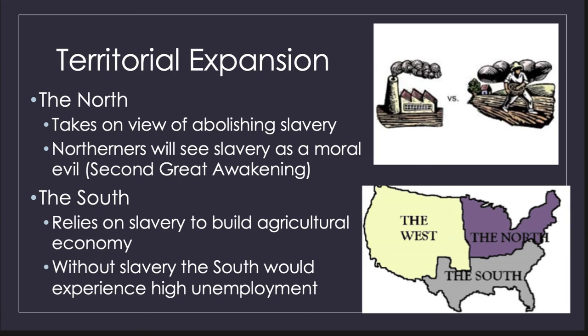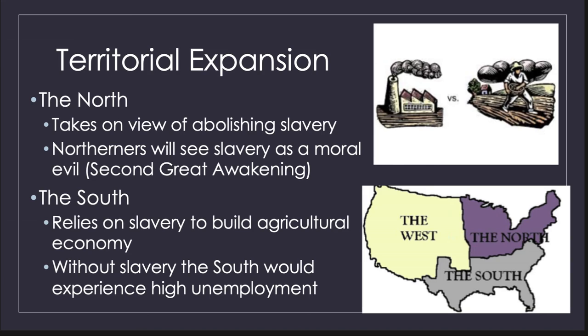So, as we expand, the differences between the North and the South are really highlighted. The North is going to take on the view of abolishing or getting rid of slavery. The Northerners are going to see slavery as a moral evil. Remember the Second Great Awakening, where religion became more prevalent, and there were women involved in the Second Great Awakening, there were African Americans involved in the Second Great Awakening, and the idea of equality is being pushed again. So this is going to spark an interest in the North to be more moral, and slavery is not moral.